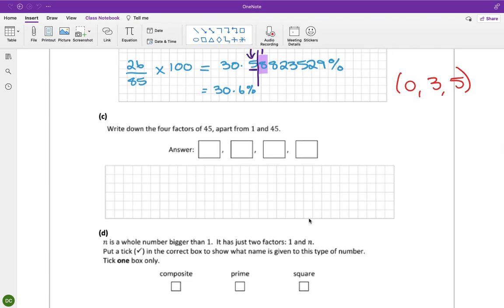So write down the 4 factors of 45 apart from 1 and 45. So if we just go through the factor pairs, I suppose. So 1 by 45, we're not going to use anyway. 2 doesn't go in. 3 does, doesn't it? 3 by 15. 4 doesn't go in. 5 does. 5 by 9. There you go. 3, 5, 9, 15.